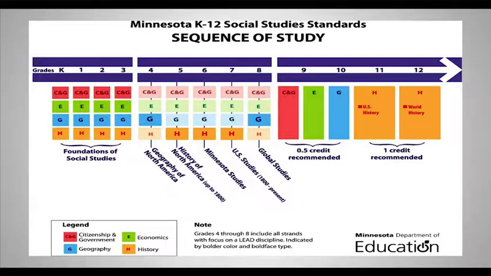In 9th through 12th grade, the disciplines are grade banded. This allows for schools to focus on one discipline at a time. However, as with all of the anchor standards and benchmarks, teachers can be integrating the disciplines within and beyond social studies.